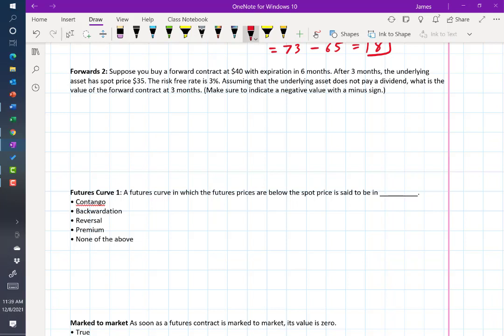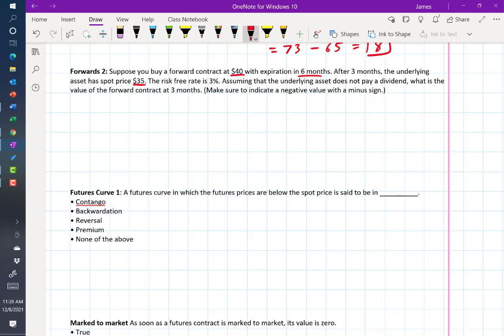Suppose that you buy a forward contract at $40. So this is the forward price with expiration in 6 months. After 3 months, the underlying asset has a spot price of 35. The risk-free rate is 3%. Assume that the underlying asset does not pay a dividend. What is the value of the forward contract at 3 months?